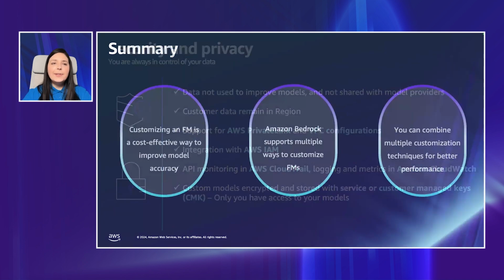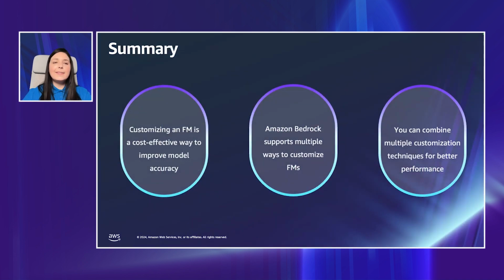So in summary, to end today, customizing your foundation model is a cost-effective way to improve your model accuracy. And Amazon Bedrock supports 4 ways of customizing your models: the knowledge bases, agents, fine-tuning, and continued pre-training. And finally, again, you can combine those techniques to achieve better performance on your applications. So with all those techniques, you can get the best performance on your generative AI application on AWS.